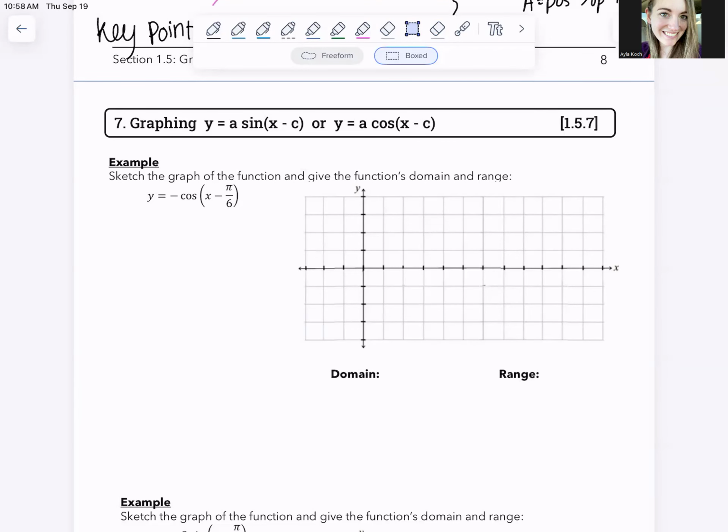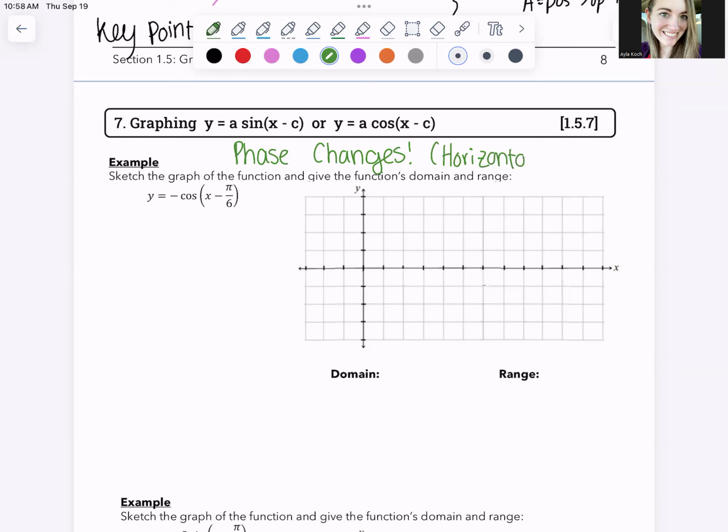All right. Graphing y equals a sine of x minus c or cosine of x minus c. Graphing sine or cosine with a phase change is really what's happening here. We're about to do phase changes, which are horizontal shifts. So left or right shifts.